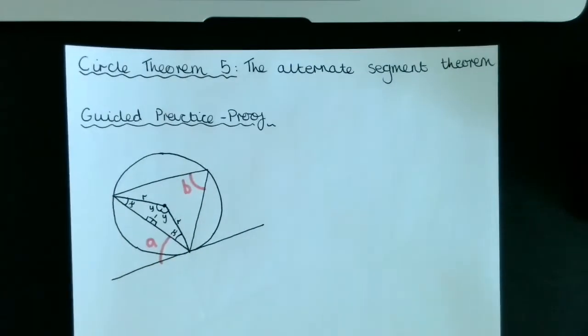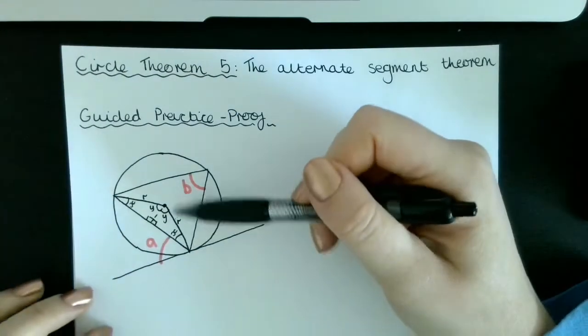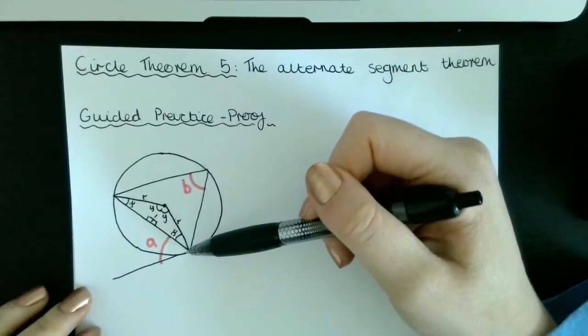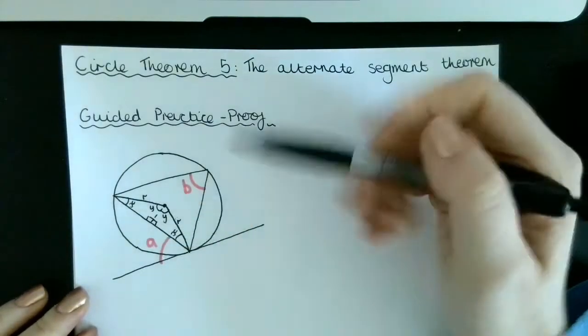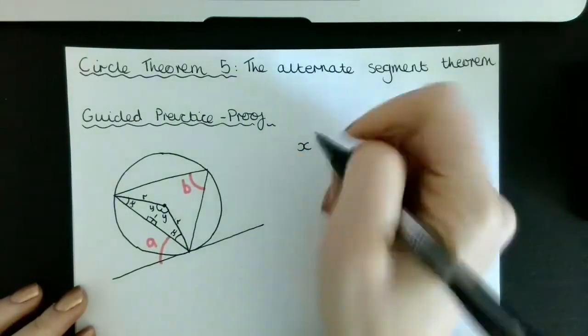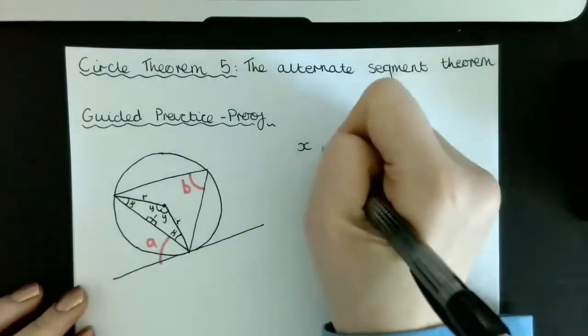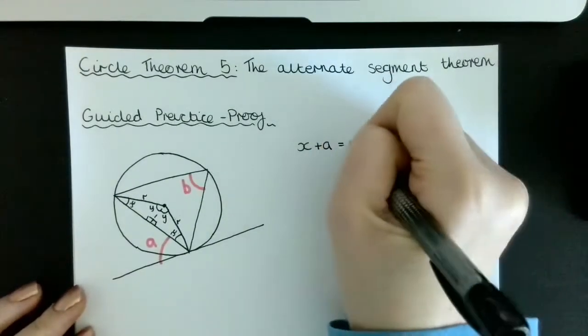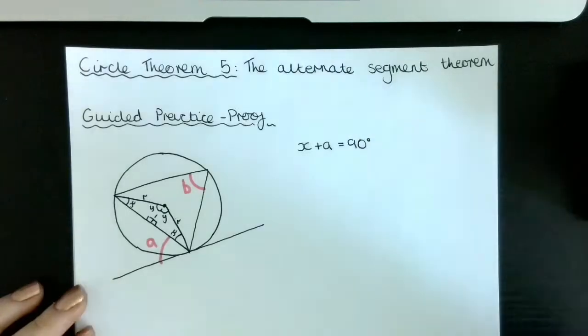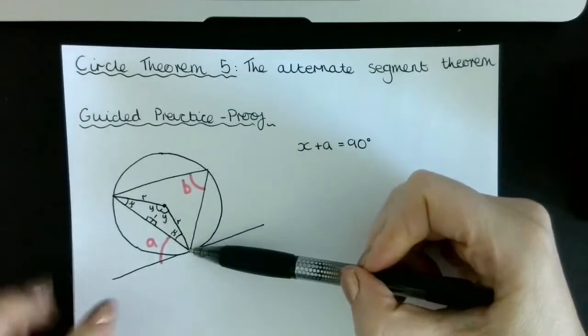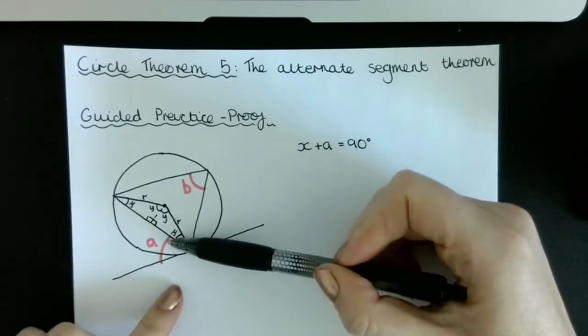Now thinking about the circle theorems we've already seen, we have discussed that the angle that the radius makes with a tangent is 90 degrees. So we know that X plus A is equal to 90 because the radius meets the tangent at 90 degrees.